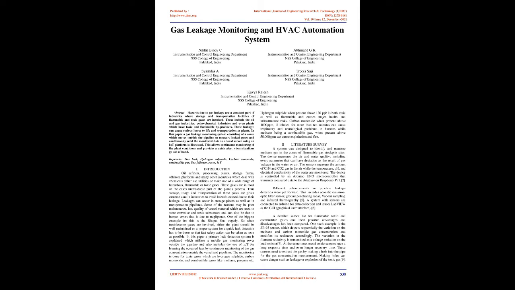In this paper, a primary leak detection system is explained which utilizes a mobile gas monitoring rover outside the pipeline and also includes the use of IoT for learning of an occurred leak by continuous monitoring of the gas concentration outside the vessel and pipelines. The monitoring is done for toxic gases which are hydrogen sulfide, carbon monoxide, and combustible gases like methane, propane, etc. Hydrogen sulfide when present above 130 ppb is both toxic as well as flammable and causes major health and infrastructure risks.